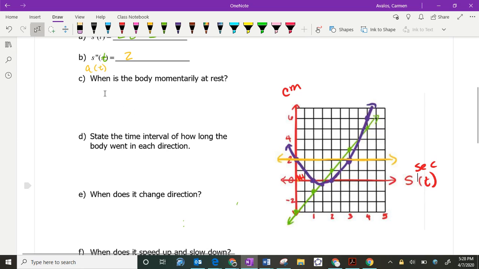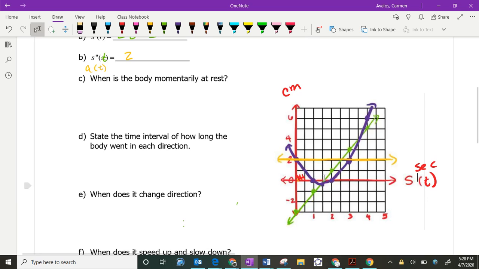So let's answer some of these questions. When is the body momentarily at rest? Well, it's momentarily at rest when we're getting closer and closer to home, past home. Here's where we stop. So this is where it's going to be. So this here, I know I could look at the parabola and use algebra and figure out the minimum and give us the answer, but we're using calculus. So we're going to take this one here. This is where I want it.